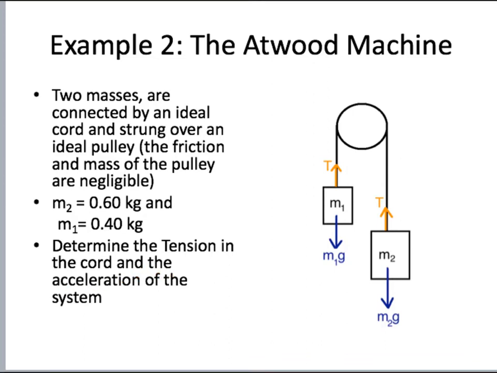these two masses. Now since it's an ideal rope, we know the rope can't stretch, and so they're going to have the same acceleration. What's different though is that this one's going up and this one's going down. And there's a weird way that you have to think about that to understand how to set this problem up.